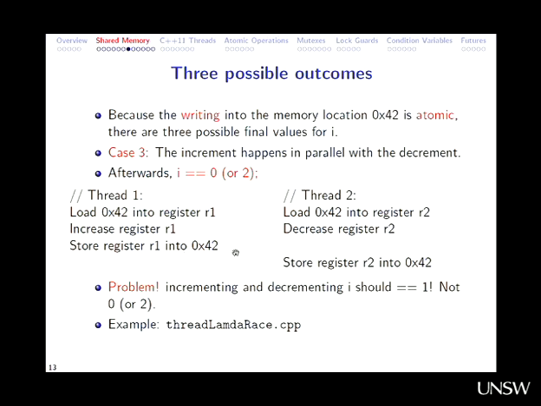Then, because this writing is atomic, let's just say that thread 1 went and wrote that value 2 into memory. And then this one goes and writes its value 0 into memory. Suddenly, i++ and i-- on 2 threads gives 0. Okay? And this is a problem because it's not the right answer. Okay? And I'm going to show you an example of this happening.